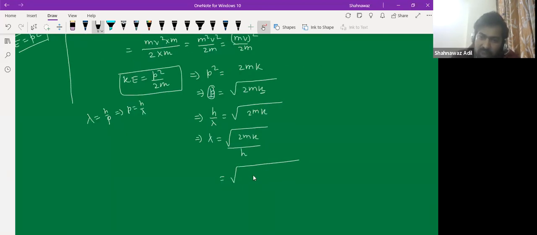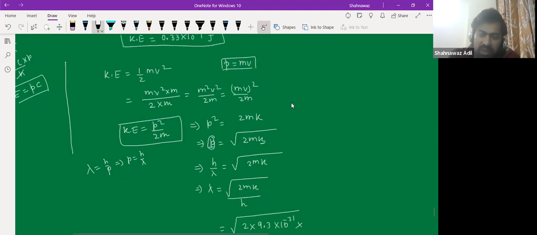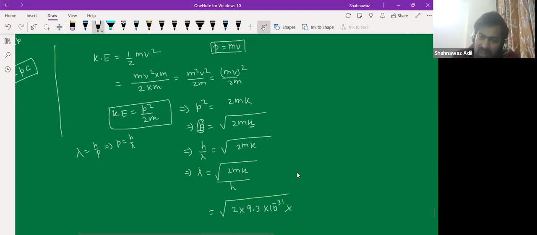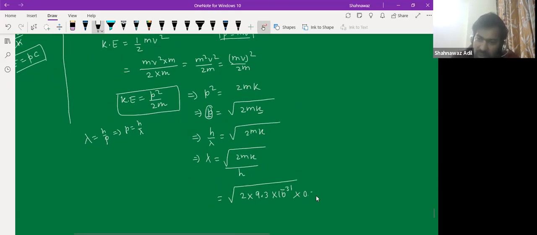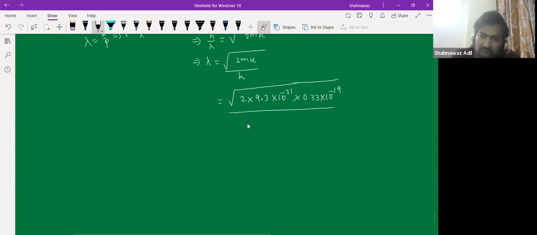So this is root of 2 times the mass, 9.1 into 10 to the power minus 31, that is the mass of the electron. Kinetic energy we have calculated, that was 0.33 into 10 to the power minus 90, and divided by h. H is 6.63 into 10 to the power minus 34. So this is the answer.